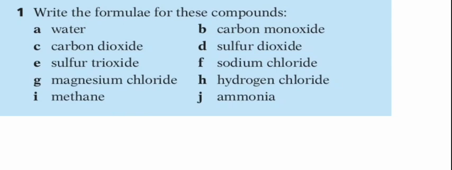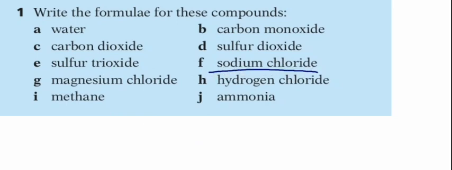Then for E, we have sulfur trioxide. So sulfur trioxide, we have 1 atom of sulfur. Then tri means 3. So this 3 means 3 atoms. Now oxide is coming from an oxygen atom. So we have 3 atoms of oxygen. So this is how we write sulfur trioxide.